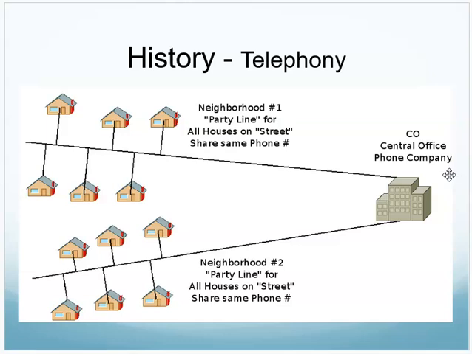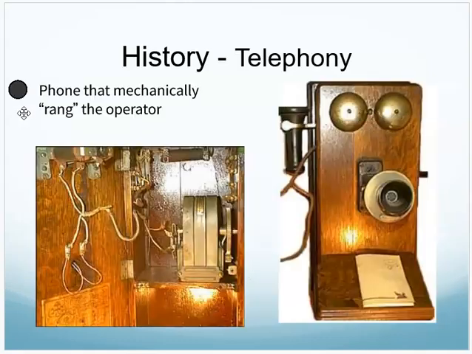So now what happens is you'll have a single phone line pulled into a neighborhood that multiple neighbors share, called a party line. And what would happen is you'd pick up your phone and you would literally crank the handle on the side of the phone and ring the switchboard operator, and the switchboard operator would make you the connection to who you wanted to call. But it was a shared environment. You had neighbors sharing the phone line, but that was an inexpensive way to get everybody a phone.